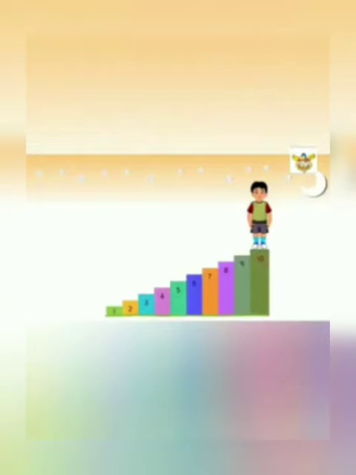Look kids, can you see the stairs? Each stair has a number, right? Look at this boy. This boy wants to move from up to down the stairs. And when he starts moving, 10, 9, 8, 7, 6, 5, 4, 3, 2, and last step 1.